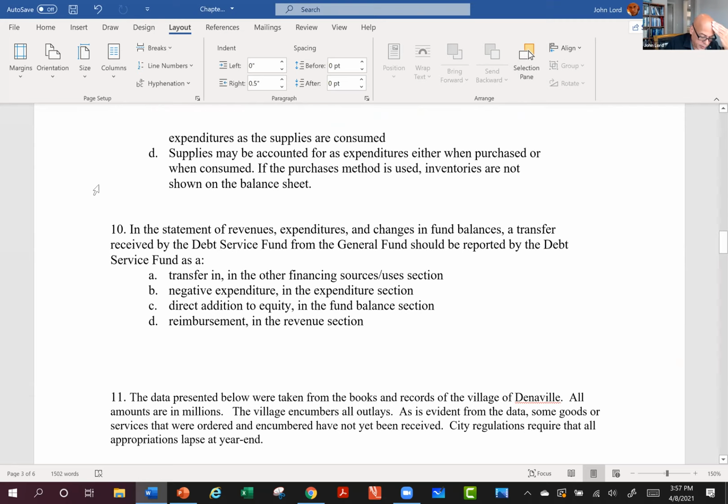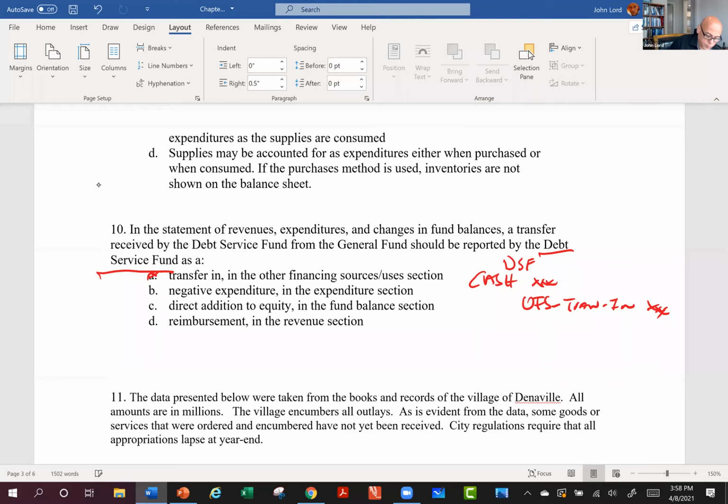Number 10. In the statement of revenues, expenditures, and change in fund balance, a transfer received by the debt service fund from the general fund should be reported by the debt service fund as, so who's getting the money here? The debt service fund is going to receive the money. When you receive money from a transfer, how do we classify that? Transfer in is other financing sources, isn't it? Yeah. Okay, so in the debt service fund, they'll debit cash, they'll credit other financing sources, transfer in.